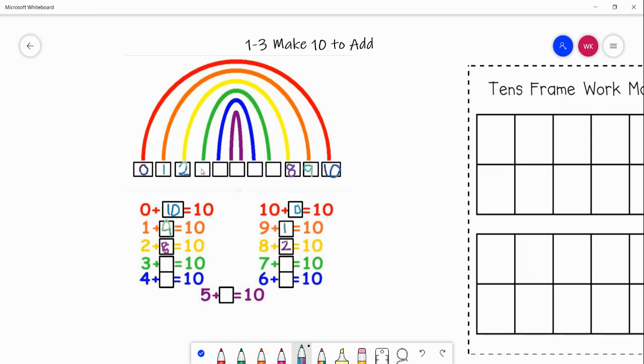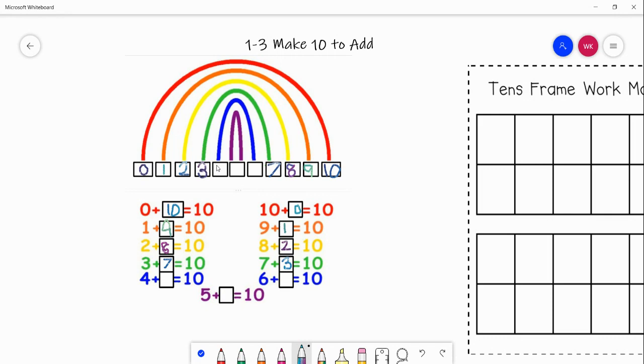Let's go ahead to the next one. Our next number is 3. 3 plus what equals 10? So 3 plus 7 equals 10. We're going to put that down here: 3 plus 7 equals 10, and 7 plus 3 equals 10.